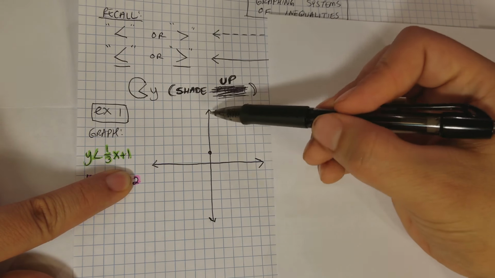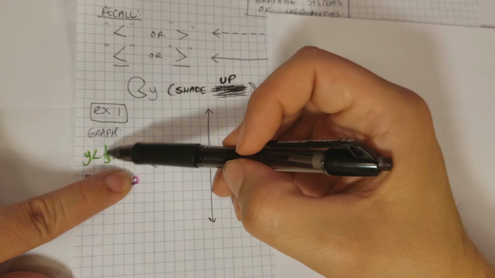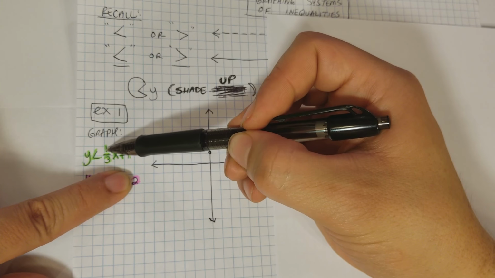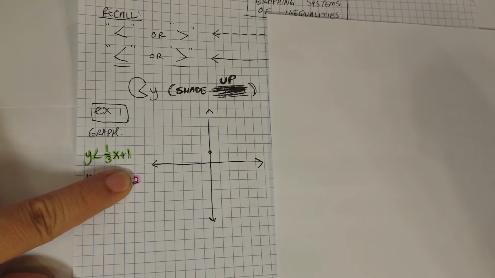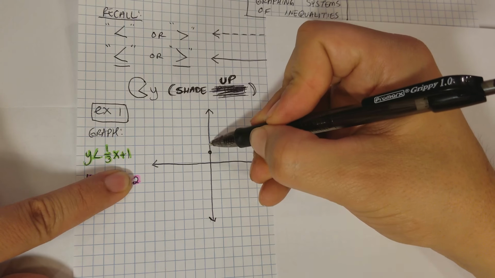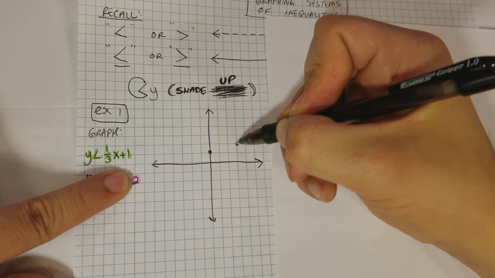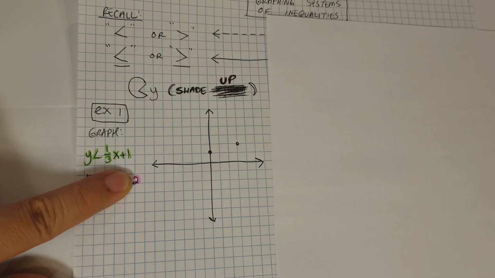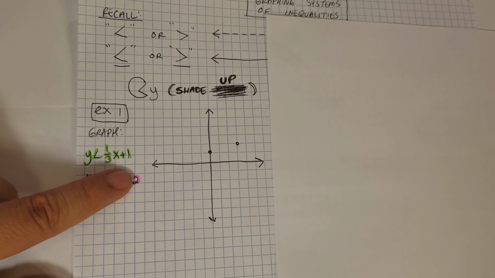Starting there, the slope is the number that's in front of the x. In this case, the slope is 1 over 3. It's positive, so that means I have to go up 1 and to the right 3. 1, 2, 3, and there's my second point. So I have my 2 points. If you connect those 2 points, you get a line.